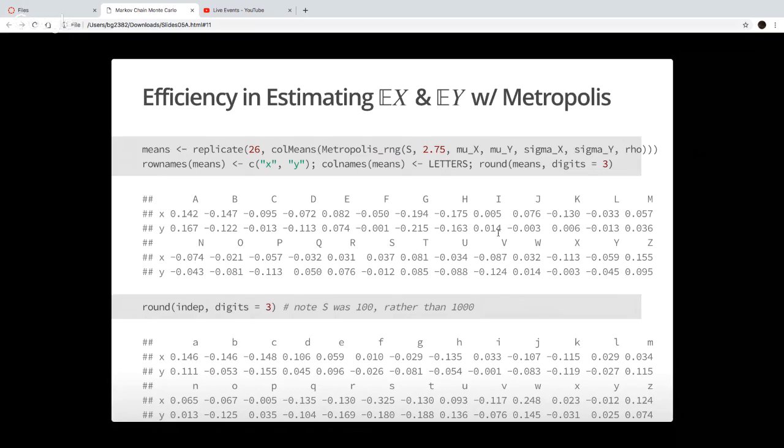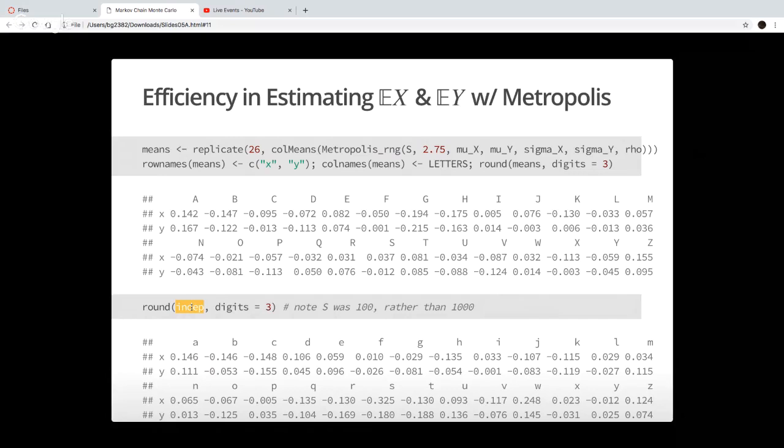So this is only 1,000 draws, but it's not a perfect estimator. These are not all exactly 0. And that's because not only is there randomness, but there's also dependence in the randomness. So it's a decent estimator with 1,000 draws, but it's by far not perfect.